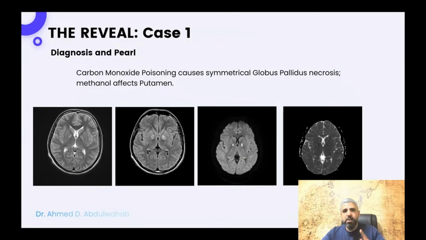Carbon monoxide poisoning causes symmetrical globus pallidus necrosis. However, methanol affects the putamen. Methanol poisoning affects the putamen. Keep that in mind.